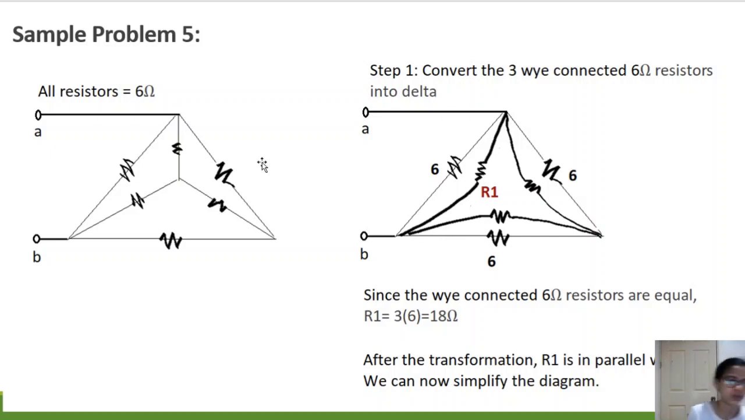First, without expecting a Y delta transformation, as you can observe with the figure, if you are to solve for the equivalent resistance across these points, can you see series connected resistors or delta connected?